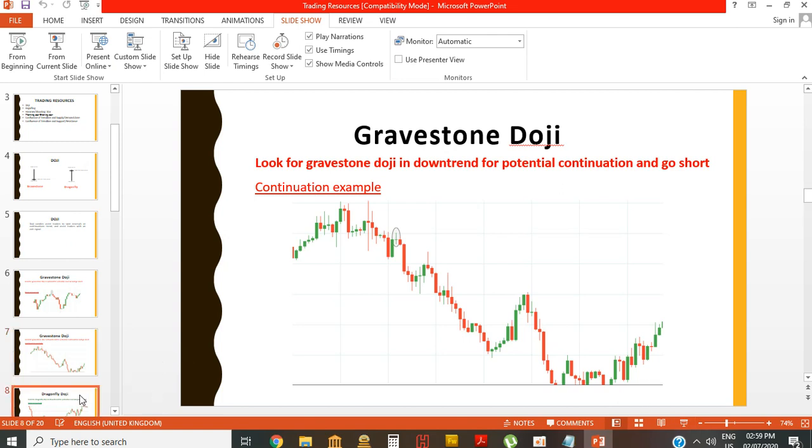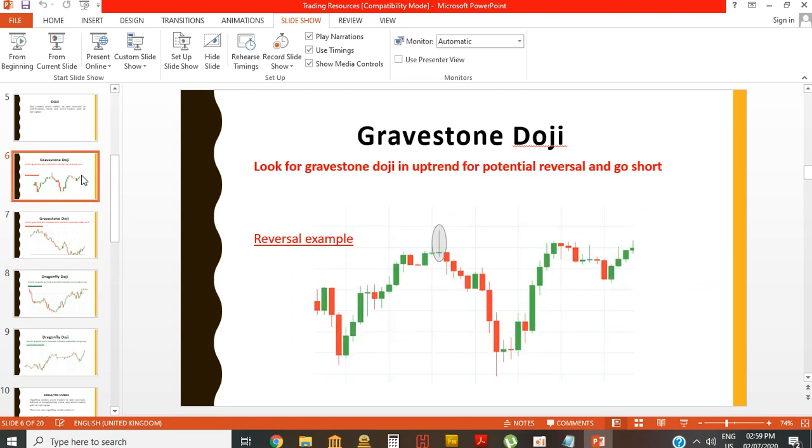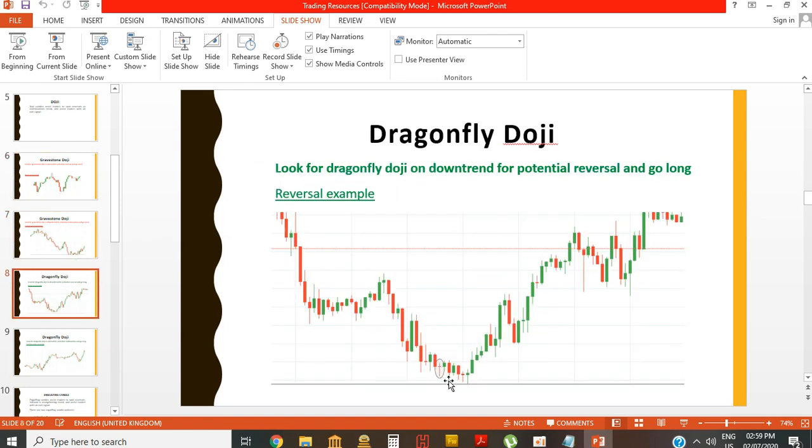Now the dragonfly, you look for dragonfly doji on downtrend for potential reversal. So if you have a downtrend, you know the other one was uptrend, you spot it on uptrend, and you sell. But for the continuation, you spot it on downtrend and you sell. But for the dragonfly, you spot it for reversal, you spot it on downtrend. It means reversal from a particular trend. So this trend has been coming down until this appeared. It means the market is about to reverse, and it actually happened.